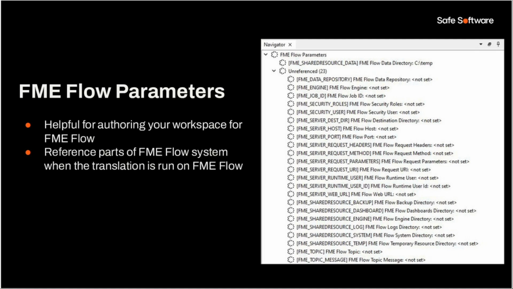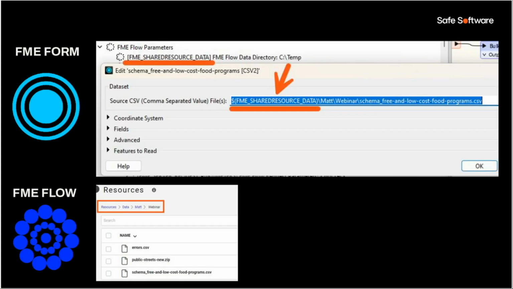So the FME Flow parameters menu you see in the Workbench Navigator lets you set temporary values for development and testing. And when you publish up to Flow, those values are essentially ignored. In fact, I don't think they even come up to Flow. It's just for development and testing.